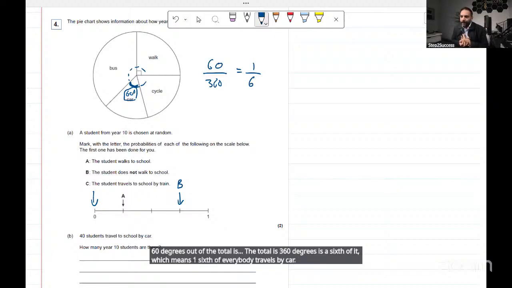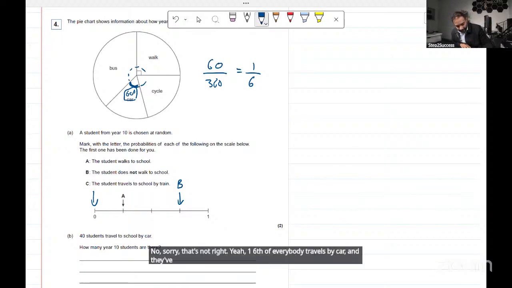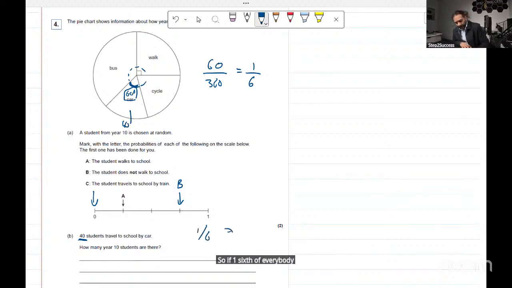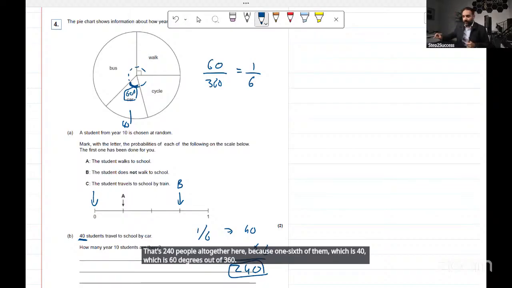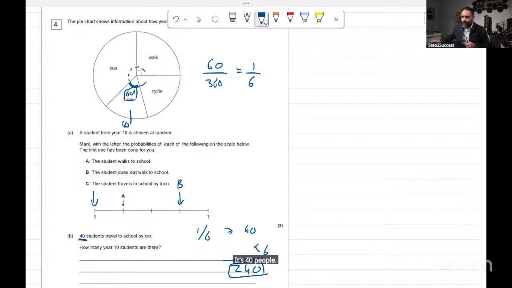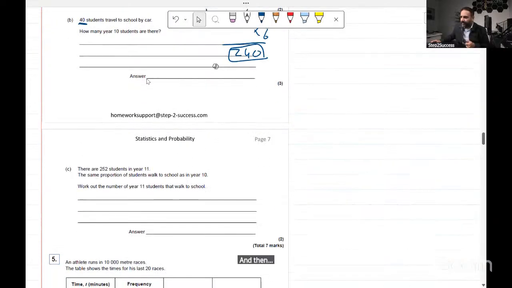Sorry, that's not right. Yeah, 1/6 of everybody travels by car, and they've told you that that is 40 people. So if 1/6 of everybody is 40 people, isn't everybody 6 times that? That's 240 people altogether here. Because 1/6 of them, which is 40, which is 60 degrees out of 360, is 40 people. And then, well, no, you didn't ask me that, so I won't do it.